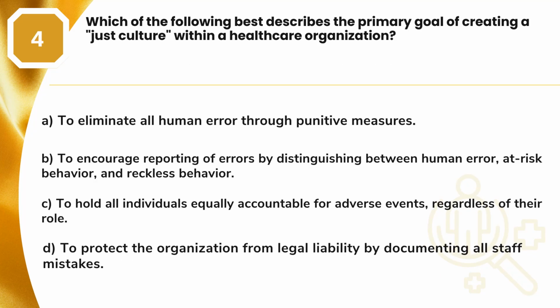Question 4. Which of the following best describes the primary goal of creating a just culture within a healthcare organization? A. To eliminate all human error through punitive measures. B. To encourage reporting of errors by distinguishing between human error, at-risk behavior, and reckless behavior. C. To hold all individuals equally accountable for adverse events, regardless of their role. D. To protect the organization from legal liability by documenting all staff mistakes.